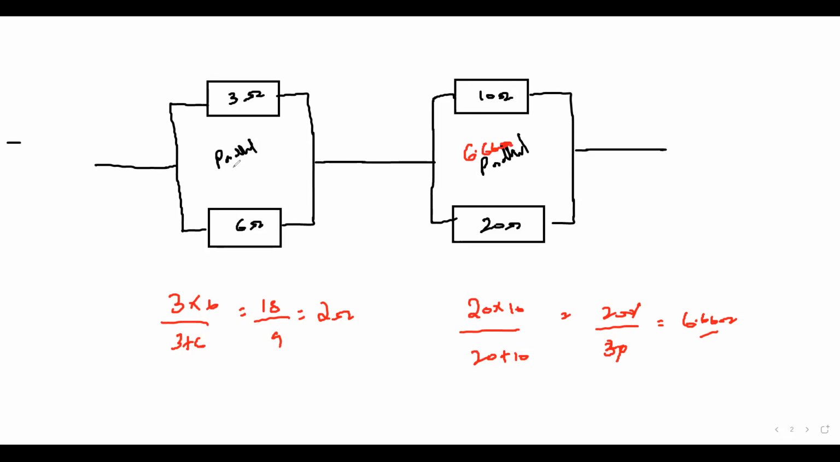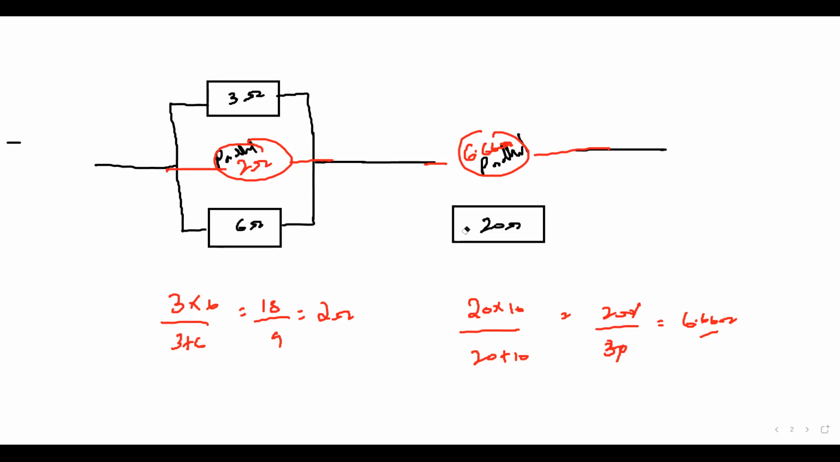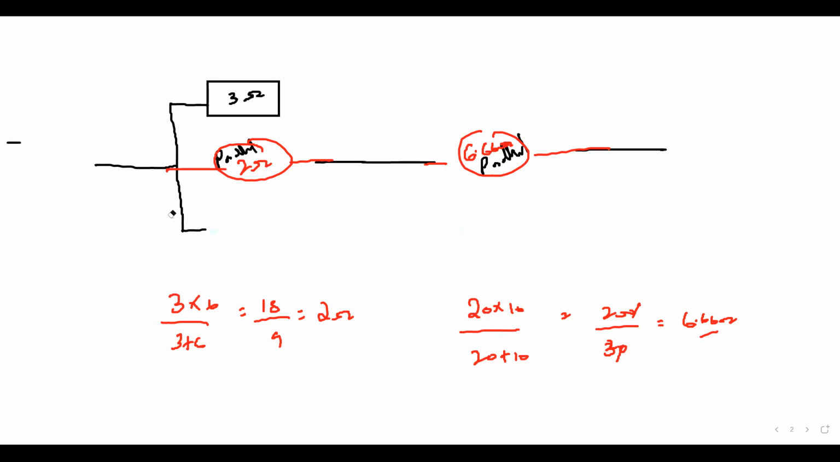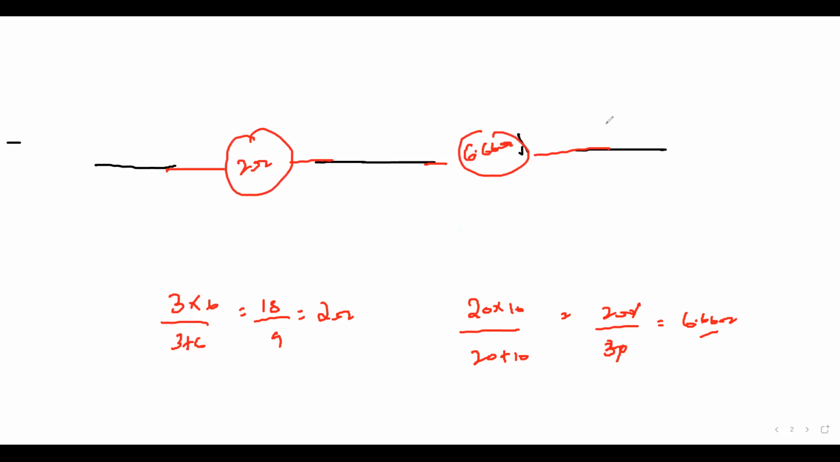And when we work out the combined resistance of the first pair, that is 2. So now we have 2 ohm, because that's the combined, and this 6.66 ohm. These combined resistances are now in series. When they are in series, how do we get the total? We simply add them. So it will be 2 plus 6.66, which is equal to 8.66 ohms.